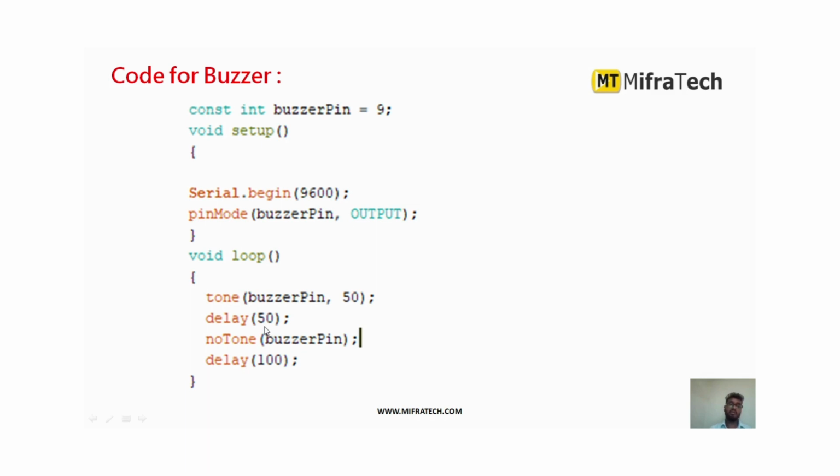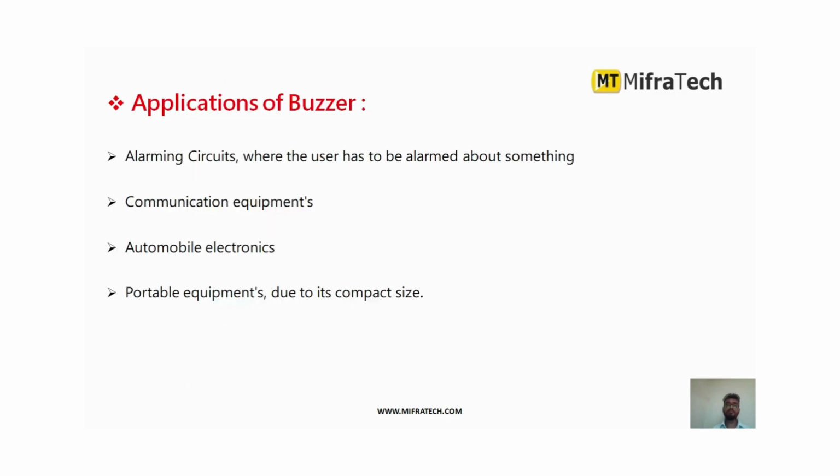After that I am giving a delay of 50 millisecond. If no tone, it means the buzzer is not producing any sound, it will be off. After that I am giving again 100 millisecond sound. Like that, using this tone of buzzer pin, you can turn on the buzzer and turn off the buzzer. So this is a simple code in order to interface the buzzer with the Arduino.